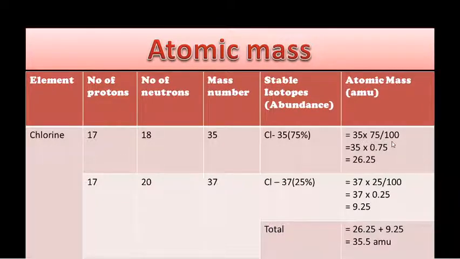This is the formula: mass number into relative abundance. So the mass number of chlorine-35 is 35 into 75 divided by 100. When we divide 75 by 100, we got 0.75. The next step is to multiply with the mass number. So we got 26.25. Again, for the chlorine-37 isotope, 37 multiplied by 25 divided by 100. So 37 into 0.25, totally we got 9.25. When we add 26.25 with 9.25, we got 35.5 AMU. So the chlorine average atomic mass is 35.5 AMU.